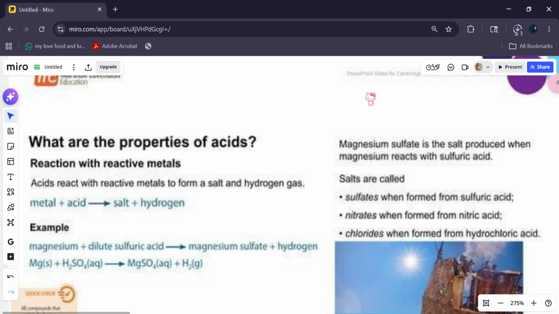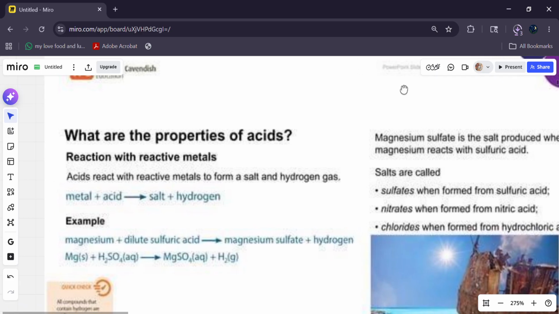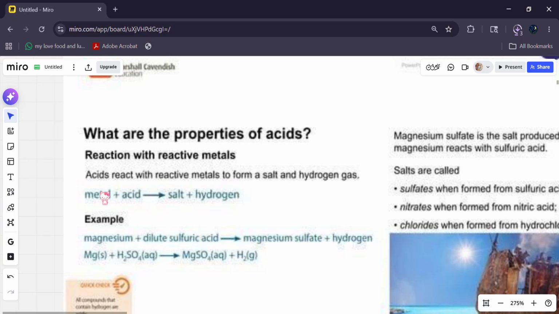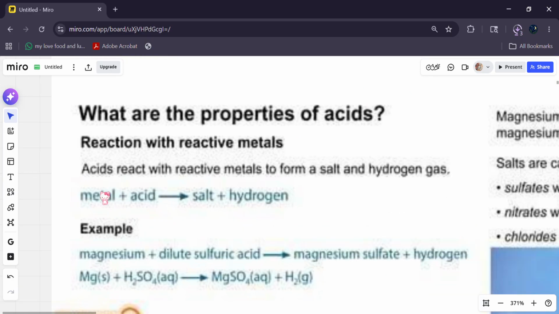Now, reaction with reactive metals. Acids react with reactive metals to form salt and hydrogen gas. So we should memorize this, as it explains that when you mix metal and acid, salt and hydrogen are always going to be the products of the reaction. The reactants, metal and acid, produce the products, salt and hydrogen.